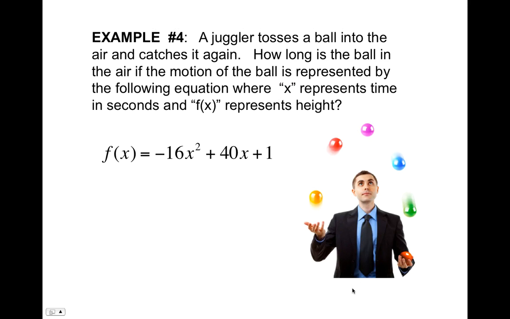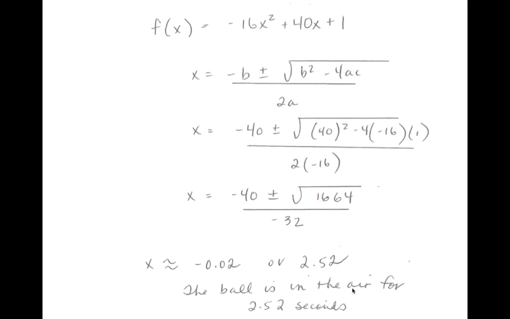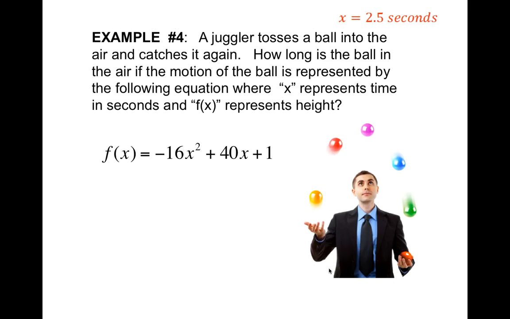Now, let's go back to the question again. How long is the ball in the air? How long is it in the air? And so there we have it. We've got 2 possible numbers, but there's no such thing as negative time. And so 2.52 seconds sounds great.